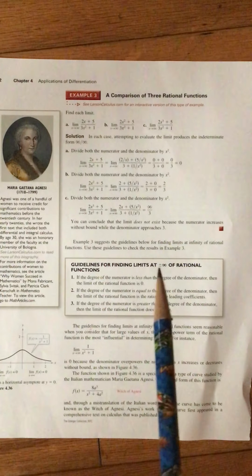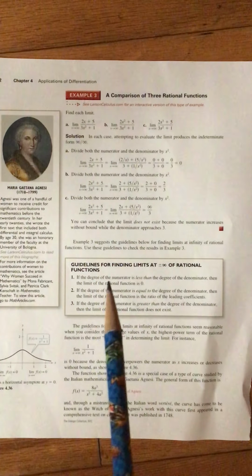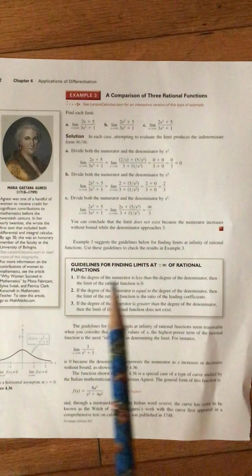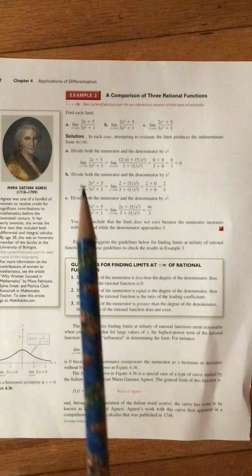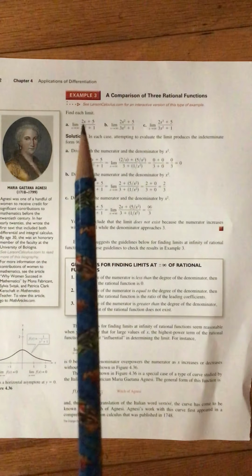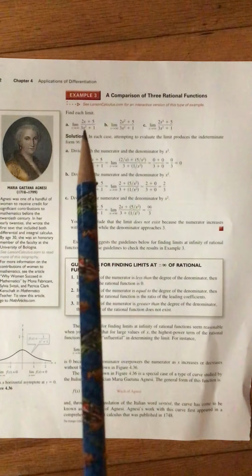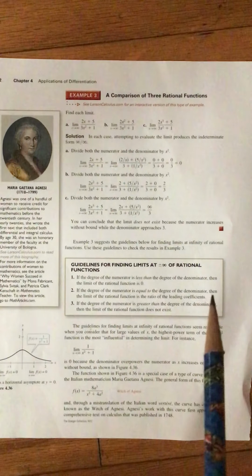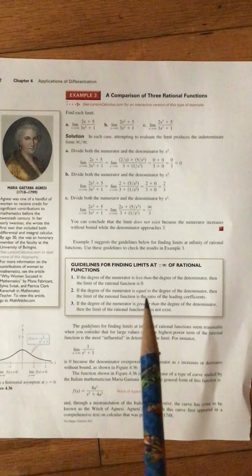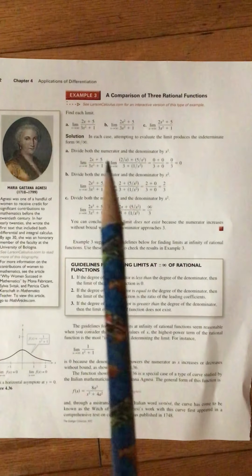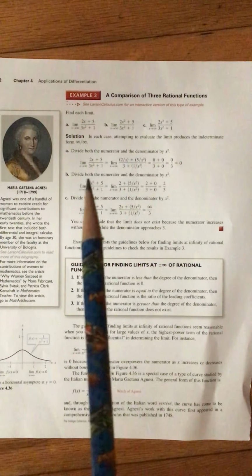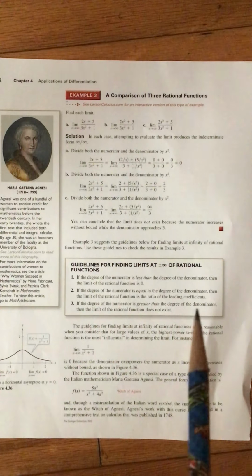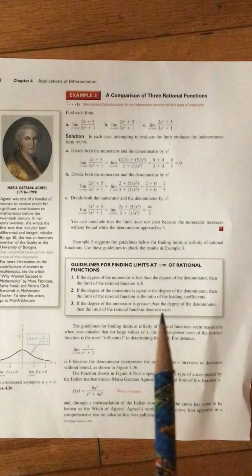So here are the guidelines for finding the limit at plus or minus infinity. If the degree of the numerator is less than the degree of the denominator, then the limit of the rational function is 0. Look at that first example. The degree of the numerator is 1, the degree of the denominator is 2, and so that limit is 0. If the degree of the numerator is equal to the degree of the denominator, then the limit of the rational function is the ratio of the leading coefficients. Our second example, they both are x squared, and so the limit is 2/3. And if the degree of the numerator is greater than the degree of the denominator, then the limit of the rational function does not exist.